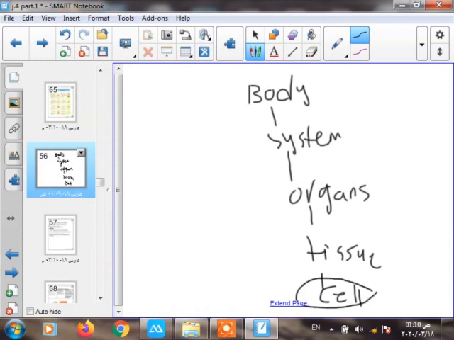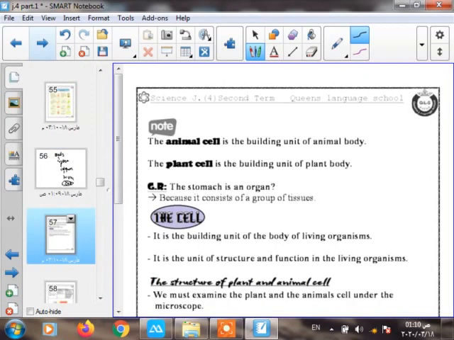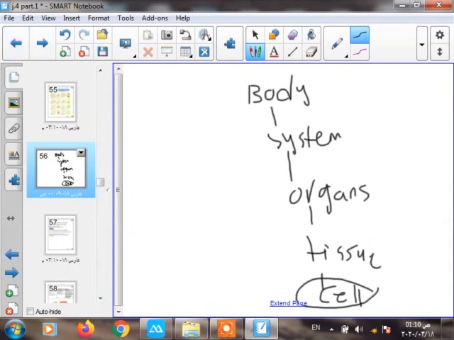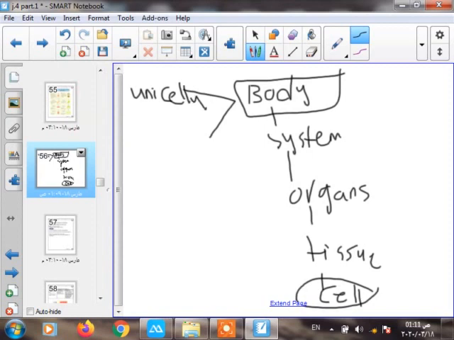Cell is the building unit, or the smallest building unit, for any body. A body may be multicellular or unicellular. What is the meaning? Do you know uni? It has only one what? Excellent. Unicellular has only one cell. Uni means it has only one cell.